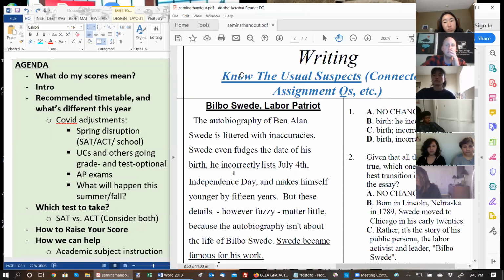Now this section, guys, is mostly a grammar section. When I say mostly, I mean about 75%. 75% of the questions are like number 1 here, where they just simply underline part of this. Let's get a running start into this sentence. Bilbo Swede, labor patriot. The autobiography of Ben Allen Swede is littered with inaccuracies. Swede even fudges the date of his birth. He incorrectly lists July 4th, Independence Day, and makes himself younger by 15 years.